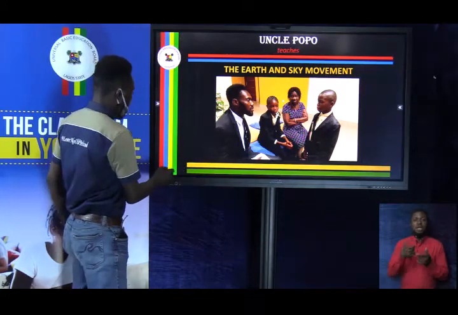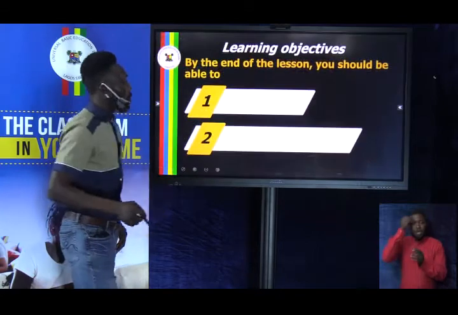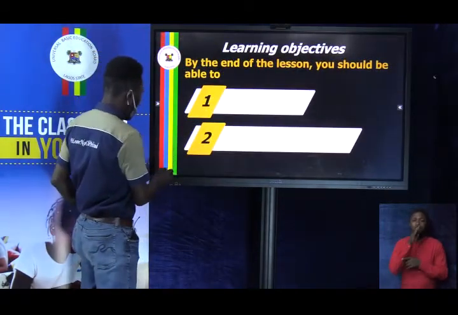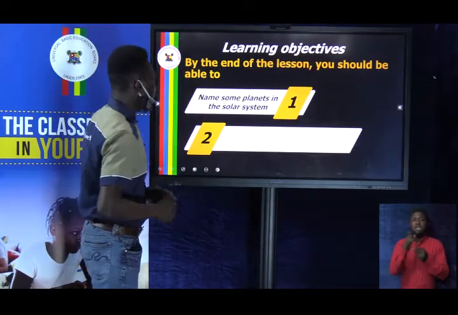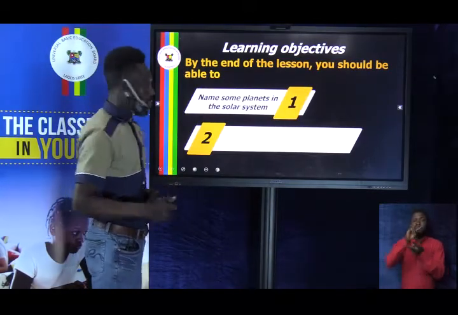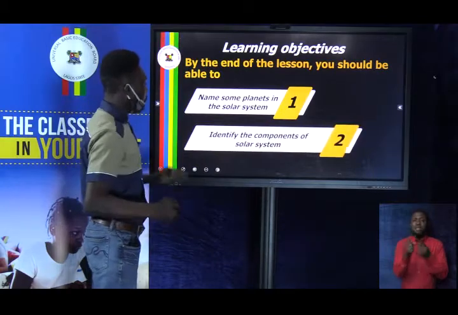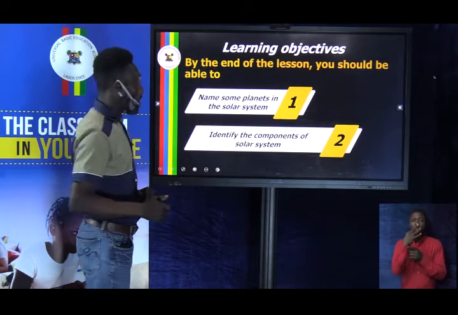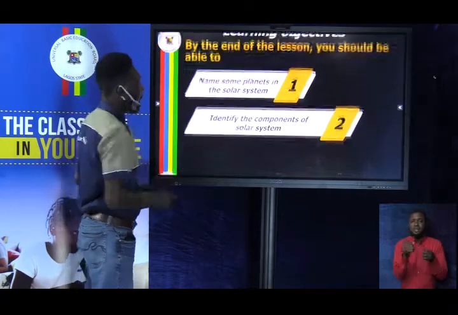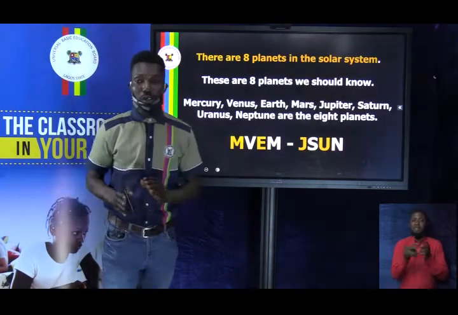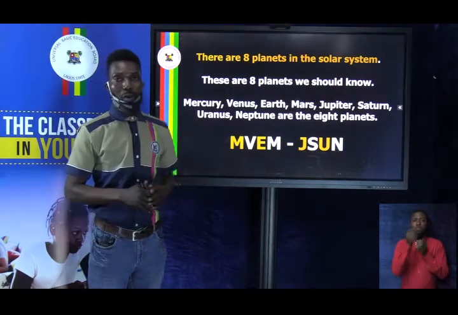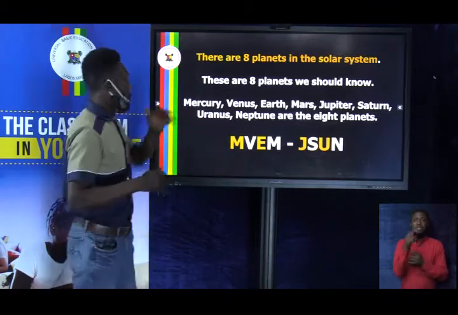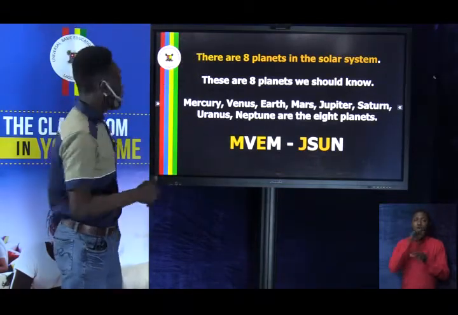Good. So now let's look at the learning objectives for today. By the end of today's lesson, you should be able to, 1, name some planets in the solar system. 2, you should be able to identify the components of the solar system. Now I have this very short song to teach you before we go into details. Listen, the words of the song are on the screen.